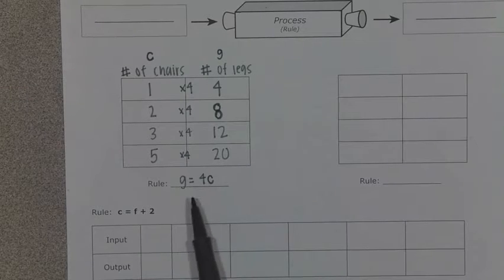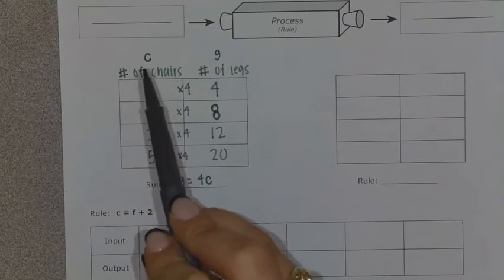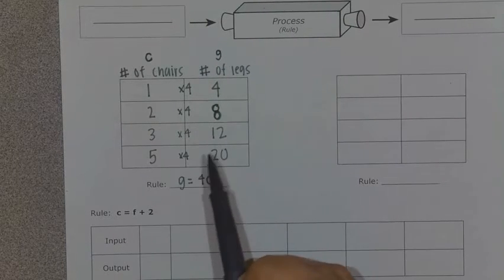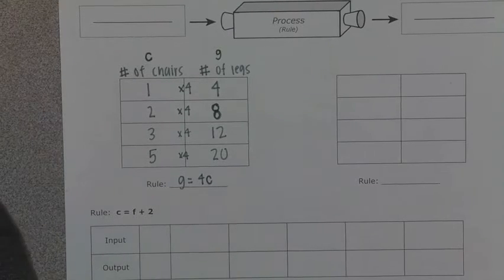So what we've created here is an equation. And yes, I've got 2 different variables here. So I have a variable that represents the number of chairs. We said that was C. And a variable that represents the number of legs, which is G.